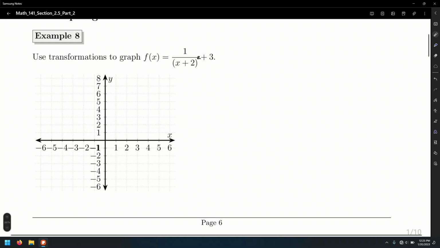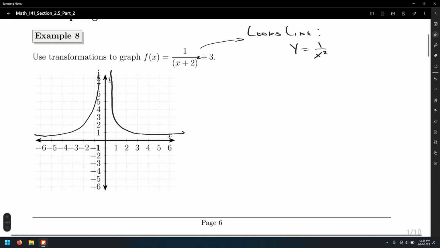So number one, forget about the 2 and the plus 3 and let's identify the parent function. Without the plus 2 and without the 3, that looks like y equals 1 over x squared. That's going to be the parent function, 1 over x squared. And that looks like the graph that, from either side, goes to positive infinity.